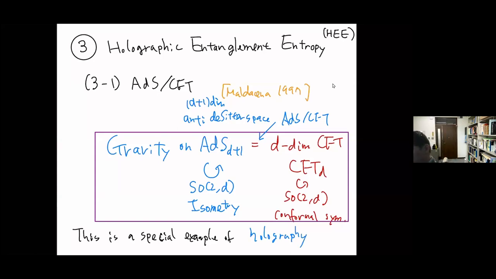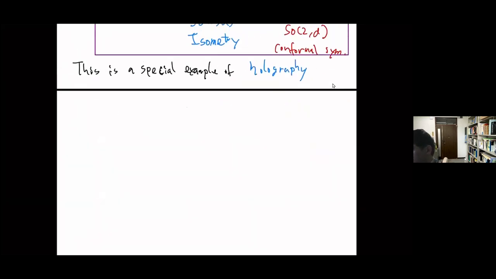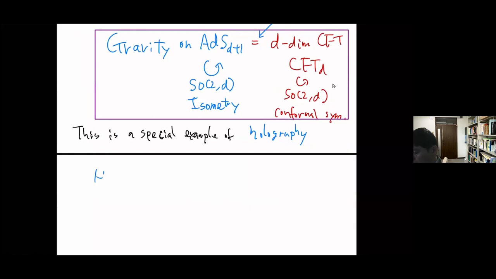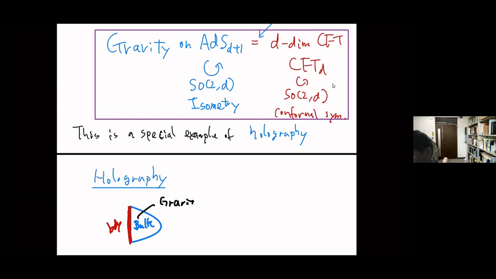Holography means that d+1 dimensional gravity is equivalent to some non-gravitational theory which lives on the boundary of the gravitational spacetime. Holography is like this. We have some bulk space, let's write it this way, and then some boundary which lives on the spacetime. The gravity lives in the bulk, and this gravity is dual to a non-gravitational theory, typically a quantum field theory or matrix model or something like this, which lives on the boundary. And typically the boundary includes a time direction.